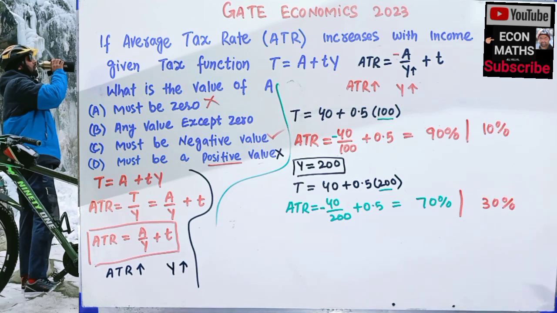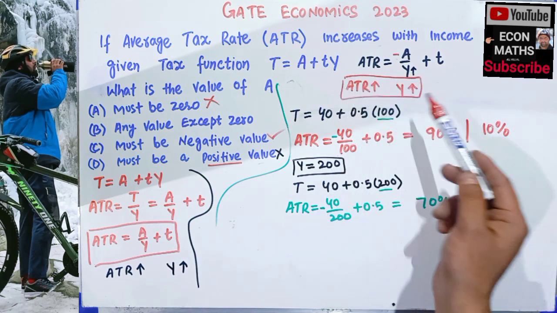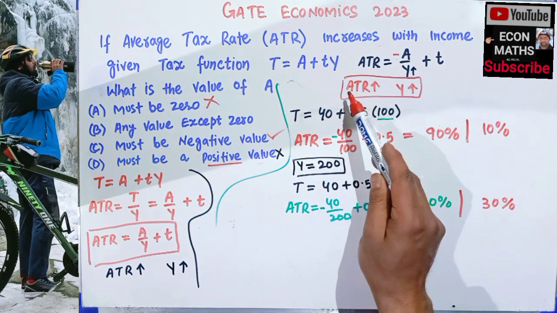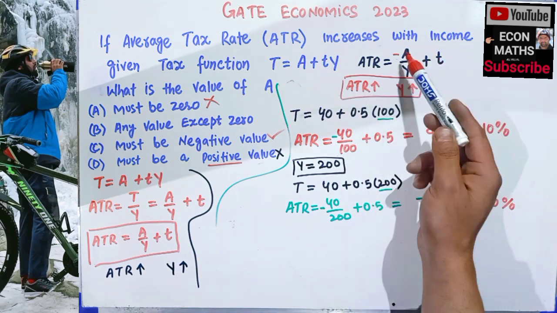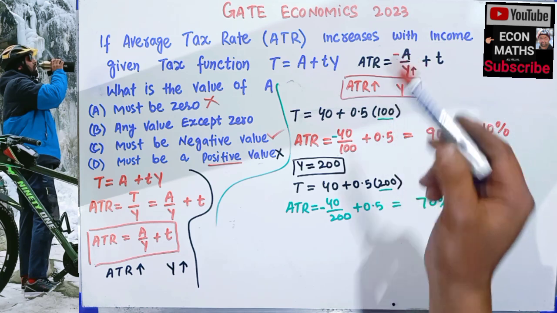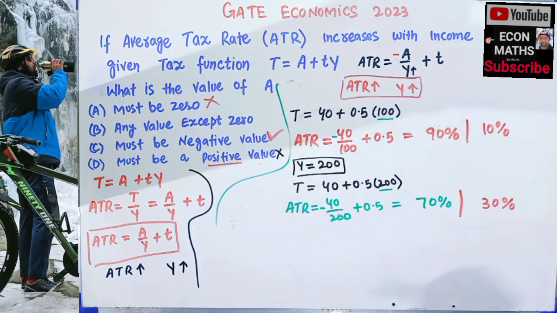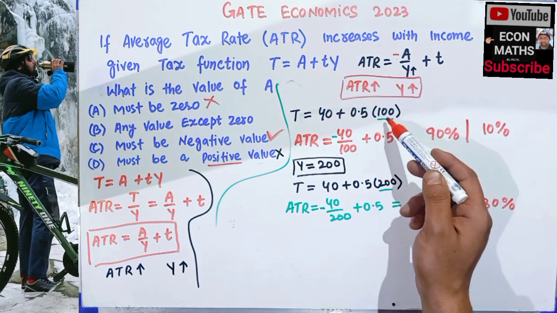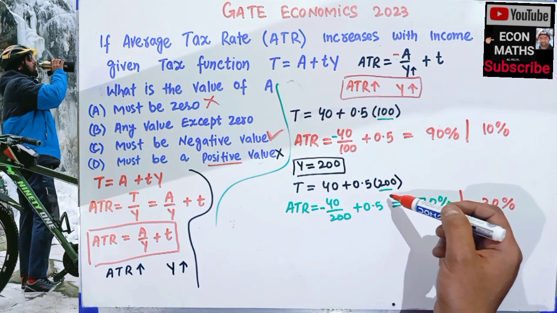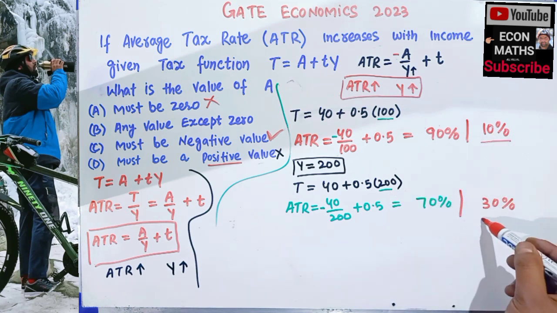So if this relation is to be maintained, that if income increases and average tax rate also increases, then the value of A should be negative. So the correct option should be this negative one. And here we have seen when income increases from 100 to 200, average tax rate has increased from 10% to 30%.